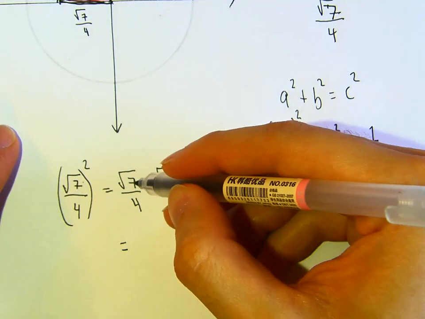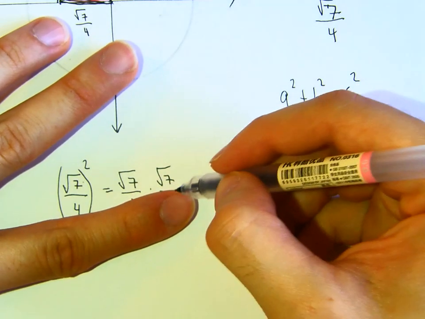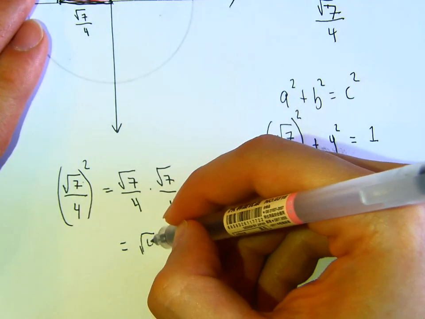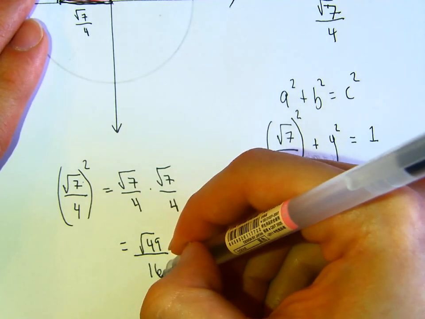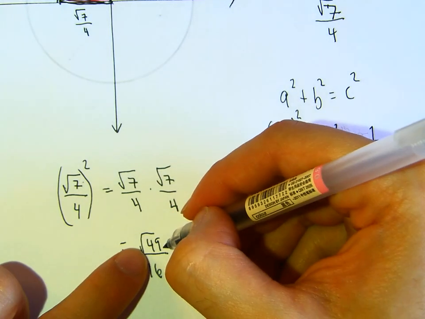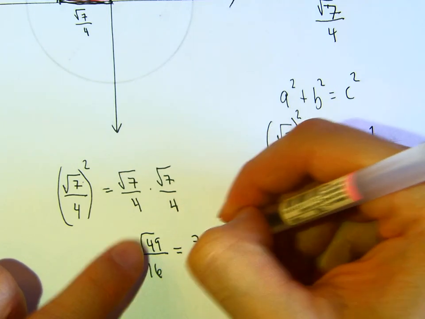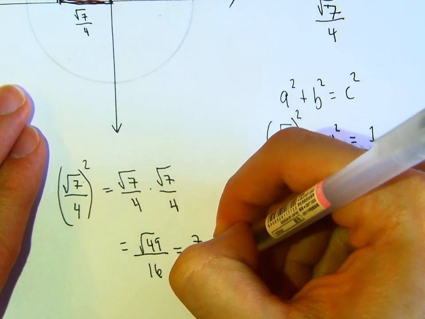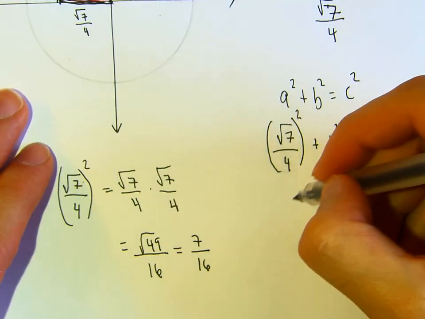What is the square root of 7 times the square root of 7? Let's do the top first, right? This should just be the square root of 49. And what's on the bottom? What is 4 times 4? It's 16. But what is the square root of 49? What number times itself gives you 49? It's 7. So notice it just becomes 7 over 16 when you simplify this out. So this is 7 over 16.